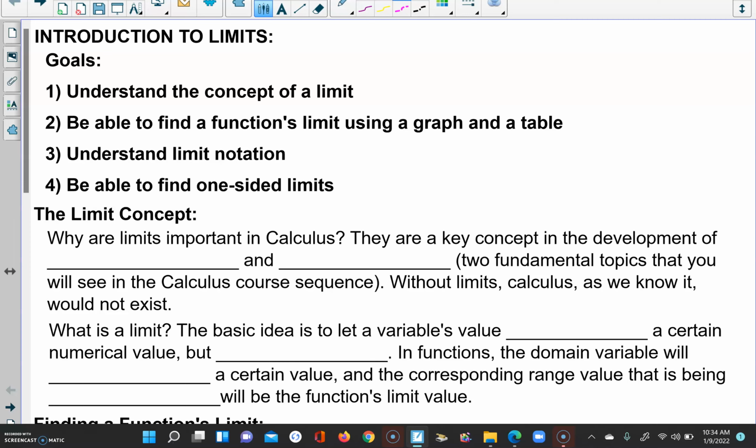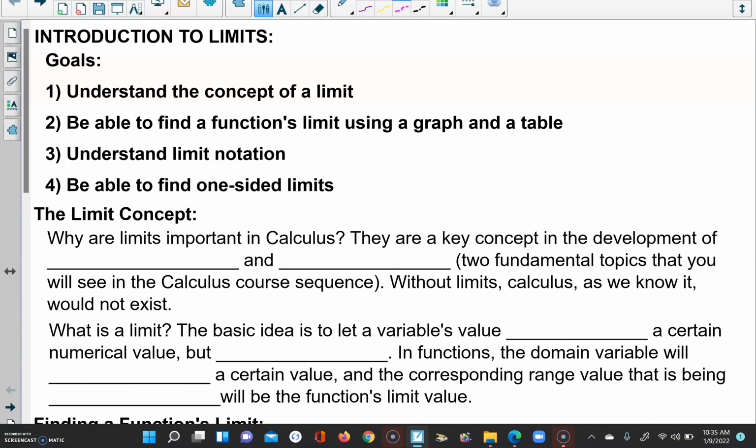Introduction to limits. Goals here: understand the concept of a limit and be able to find a function's limit using a graph and a table. We'll see how both of those work. Understand the limit notation. There's going to be a lot of notation for limits. You need to understand what it indicates, what it means, and then be able to find one-sided limits and see how they relate to the two-sided limit that we basically will be starting with.